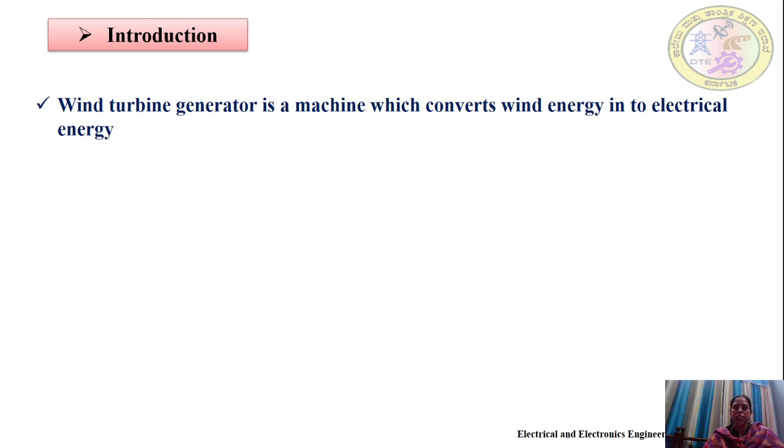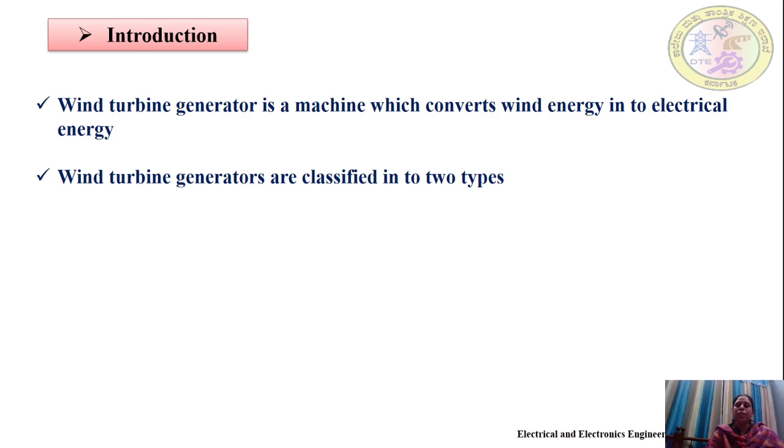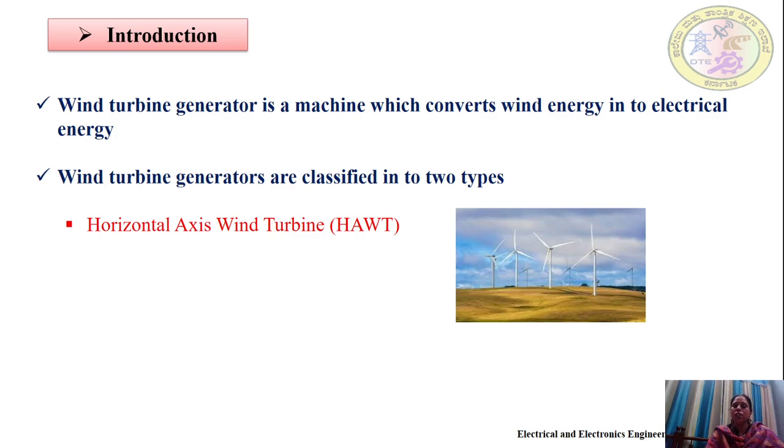A wind turbine generator is a machine which converts wind energy into electrical energy. Wind turbine generators are classified mainly into two types. Horizontal axis wind turbine. Horizontal axis wind turbine means when the rotating axis of the blades is parallel to the wind stream, then the turbine is called a horizontal axis wind turbine.